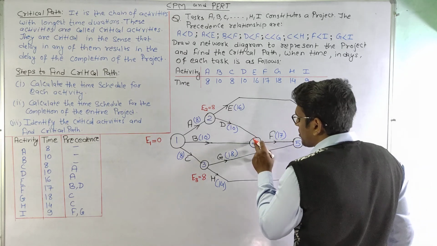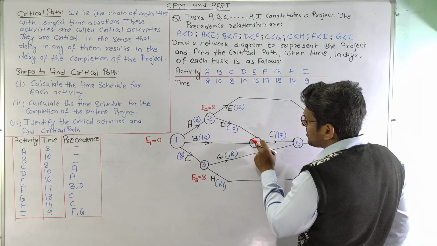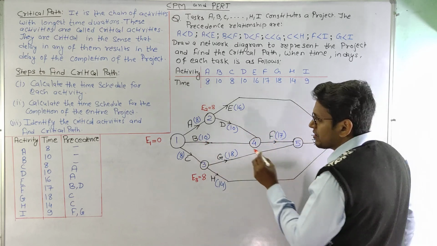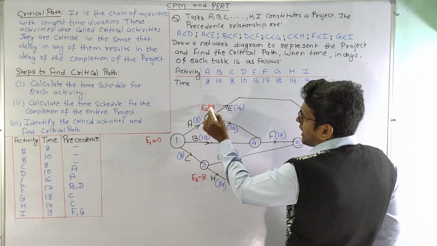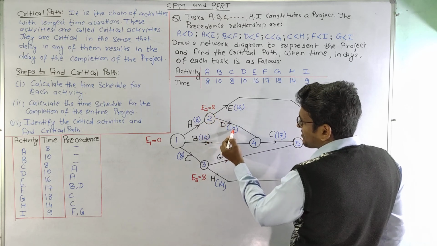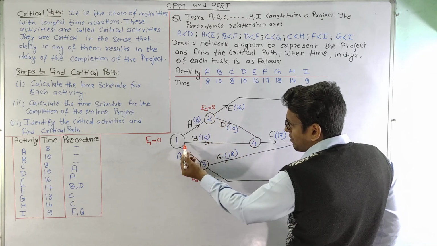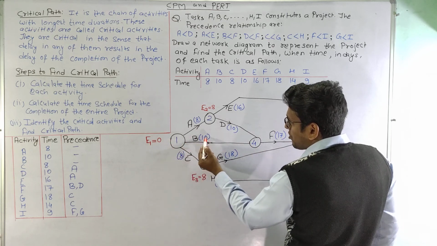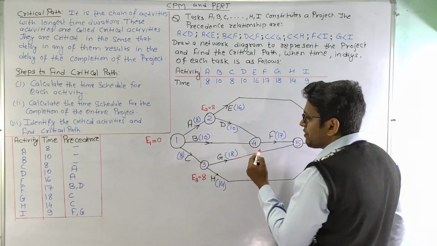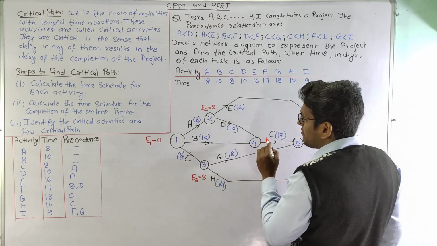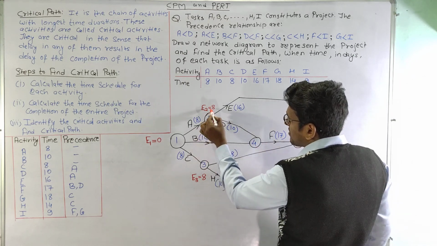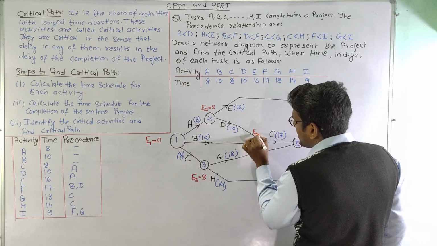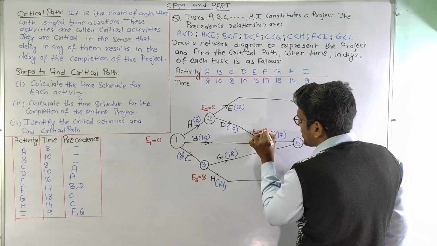Now moving on to 4. At node 4 we can see that there are two arrows coming. So we will see the timing at this particular node: the time is 8 and 8 plus 10 is 18. And if we are coming through activity B, this is 0, 0 plus 10 is 10. So we will select the maximum value here. As we can see, this is 8 plus 10 is 18. So we will select the value 18 here. E4 is equal to 18.